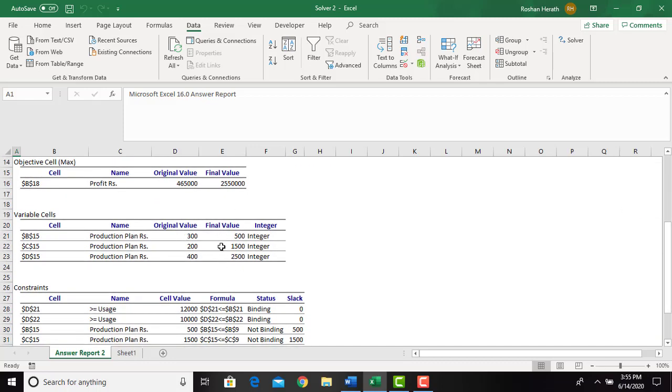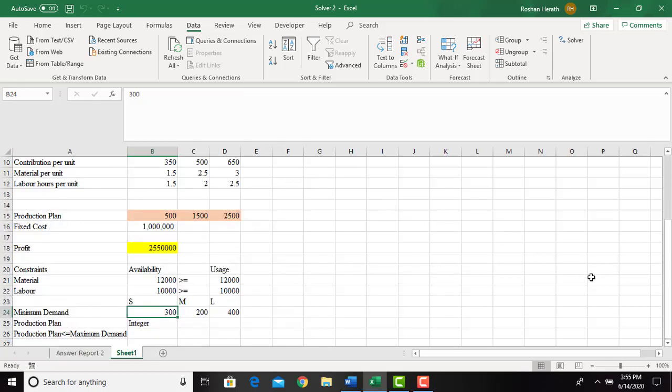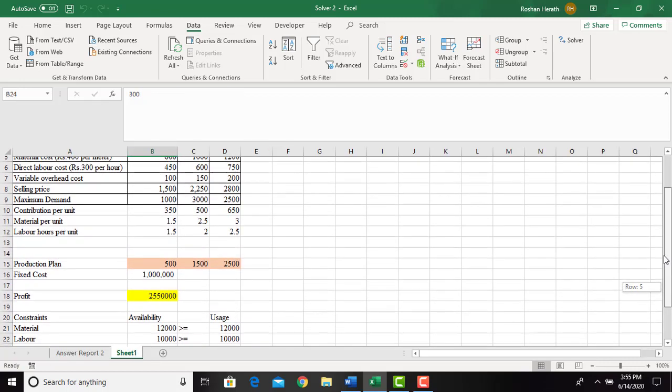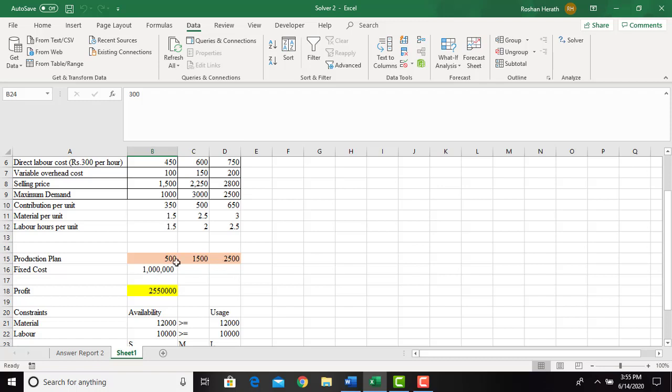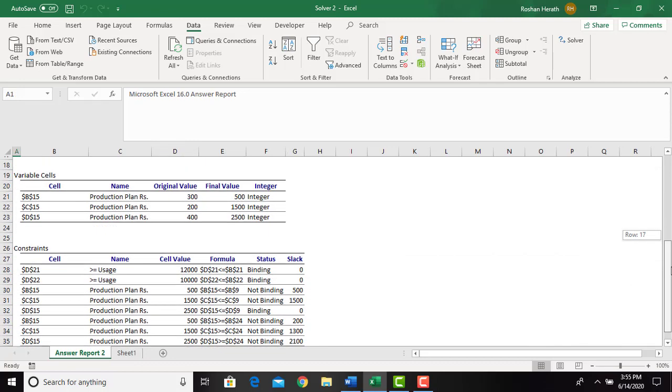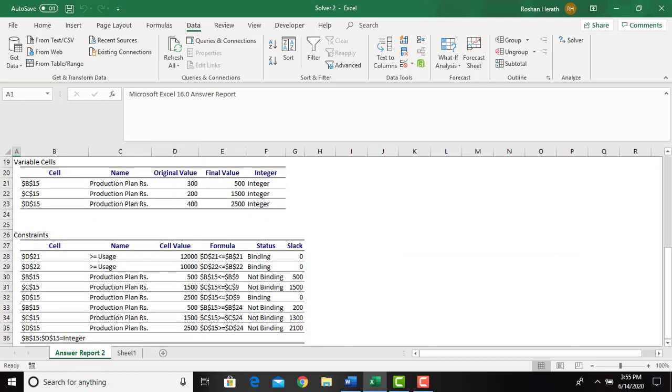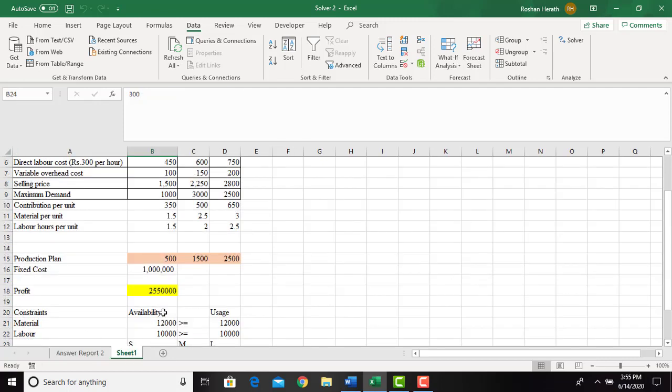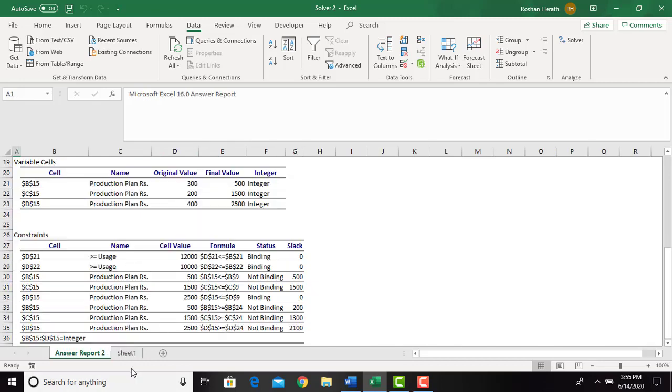And this is the final one you can produce: 500, 1000, 500 and 2000, right? Yes, it is well below the maximum demand, right? So here we have achieved the whole demand, but in these two instances it is below the maximum demand. Then when it comes to these constraints, you can see that the 12,000 is a binding one. So if you look at the material, you have used the materials to the fullest. So similarly, the labor to the fullest.